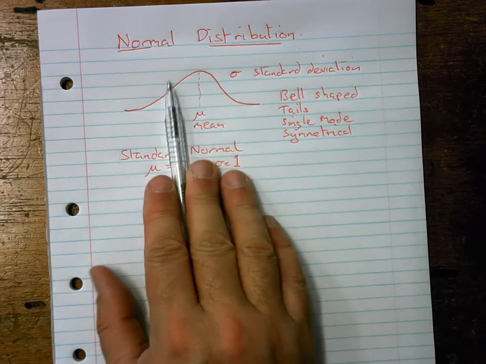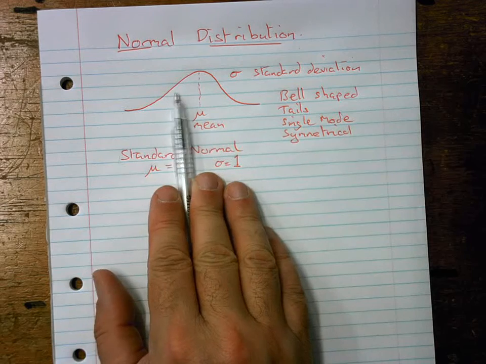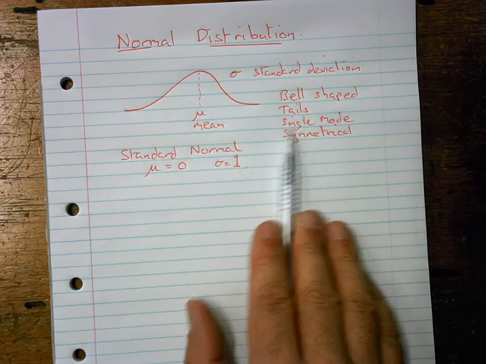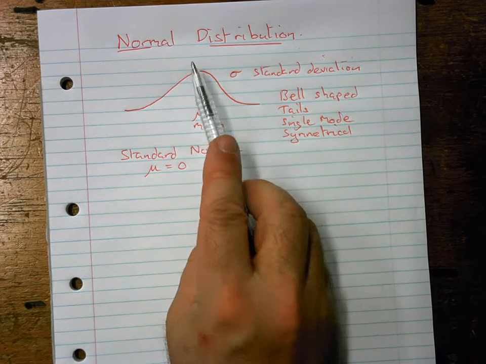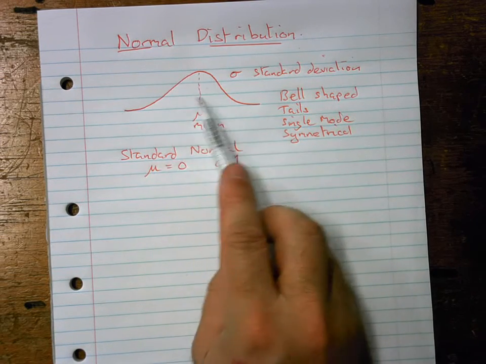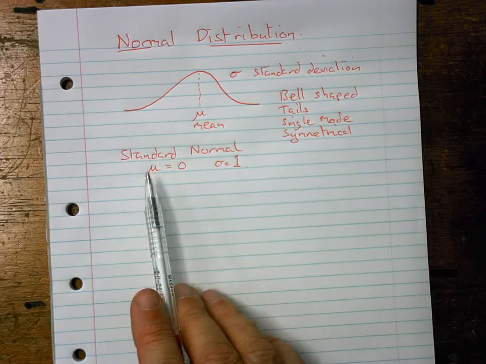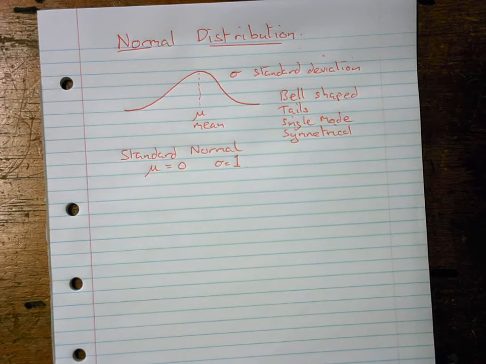Now I'm not a great drawer, so this picture doesn't look very symmetrical. It looks skewed to the left, but that's just because I'm a rubbish drawer. It's got a single mode. There's the mode at the top. It doesn't go up, down, up again. And it's bell-shaped.